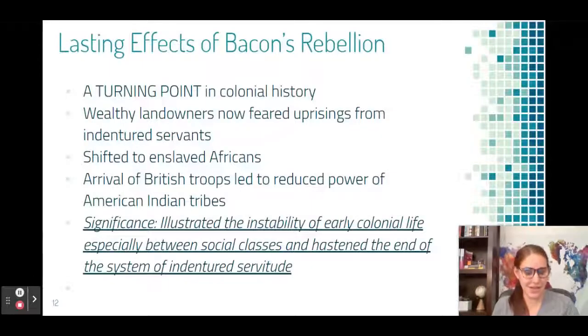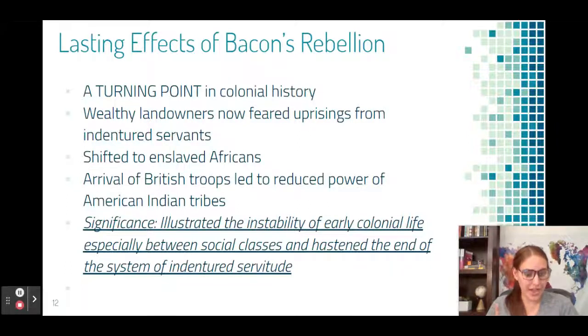So why is this significant? It's considered to be a turning point in colonial history because the wealthy landowners begin to fear uprisings from indentured servants. These class difficulties, the differences between the wealthy and the poor, become so apparent that the white landowners start to believe it's just going to be more simple to enslave Africans who they will be able to control with more violent methods than what they are allowed to do against fellow white Europeans.